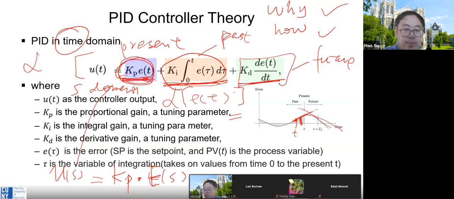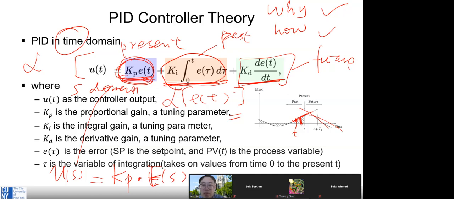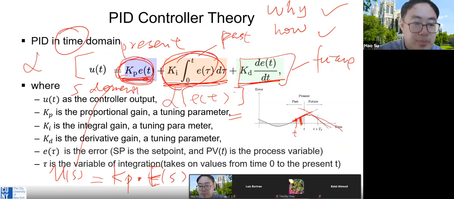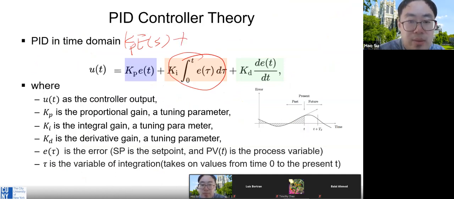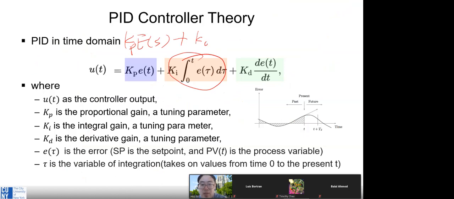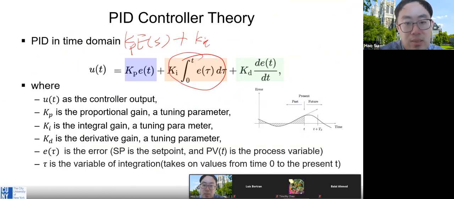Okay, all right. So what about the Laplacian transformation of the second term? We know the Laplacian transformation for the first is ES, right? Kp multiplied by E, yes. What about the second term? Ki multiplied by what? S. S what? Maybe the third term is easier.